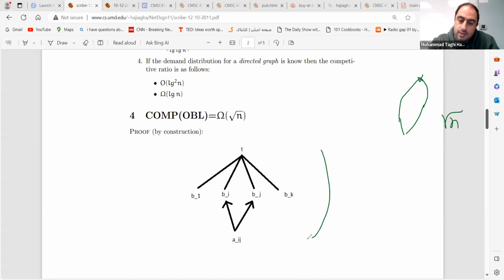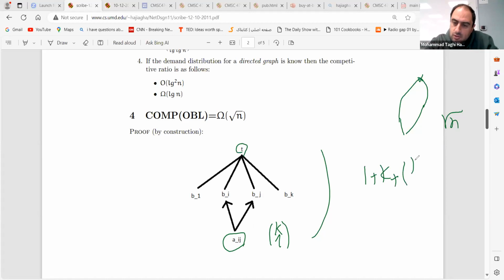So what is this graph? A vertex T is there. This is the sink. These are K vertices here, B1 to BK. And for any pair among the K choose 2 pairs, there is one Aij, where we assume i is less than j. What is the size of this graph? The size would be 1 plus K plus K choose 2, which is essentially order K squared.